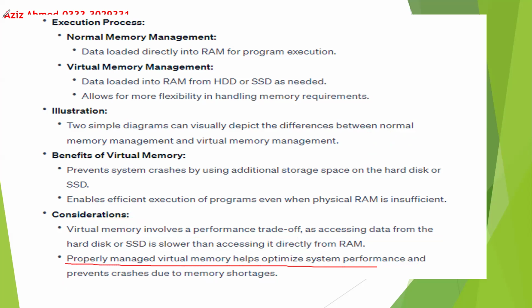Can you explain again what trade-off means? Trade-off means you are getting space but you are losing performance. That's it. You are getting more space as RAM but you are losing system performance because the hard disk is slower than RAM. That is the problem. So virtual memory means RAM plus hard disk space. So when the virtual memory gets more space, accessing data becomes slower. Yes, becomes slower. Why? Due to hard disk speed.